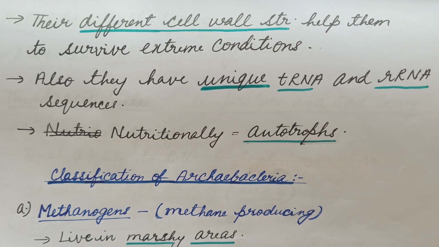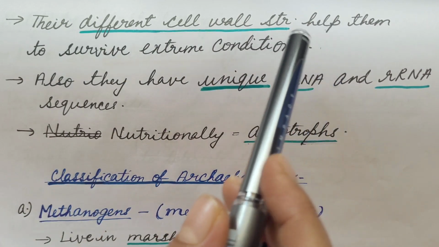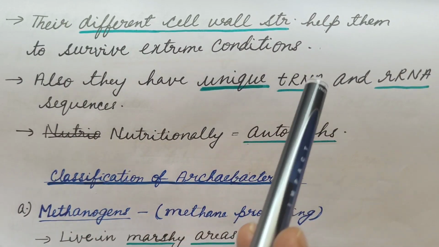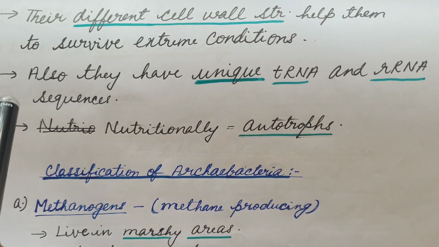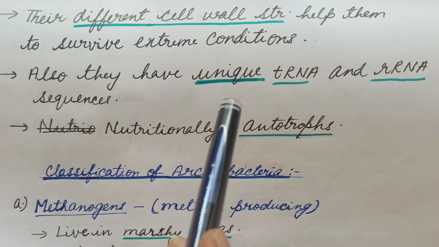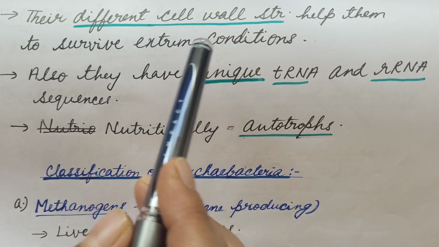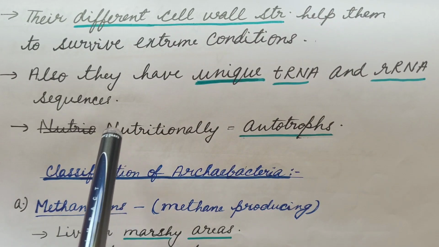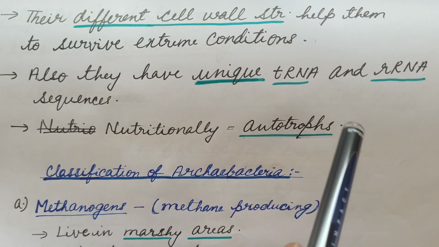And what helps them to survive in this type of extreme conditions? The different cell wall structure. So the different cell wall structure helps them to survive extreme conditions. Also, they have unique transfer RNA and ribosomal RNA sequences, and this also helps in their survival in extreme conditions. Nutritionally, these are autotrophs. That is, their mode of nutrition is autotrophic. That is, they produce their own food.